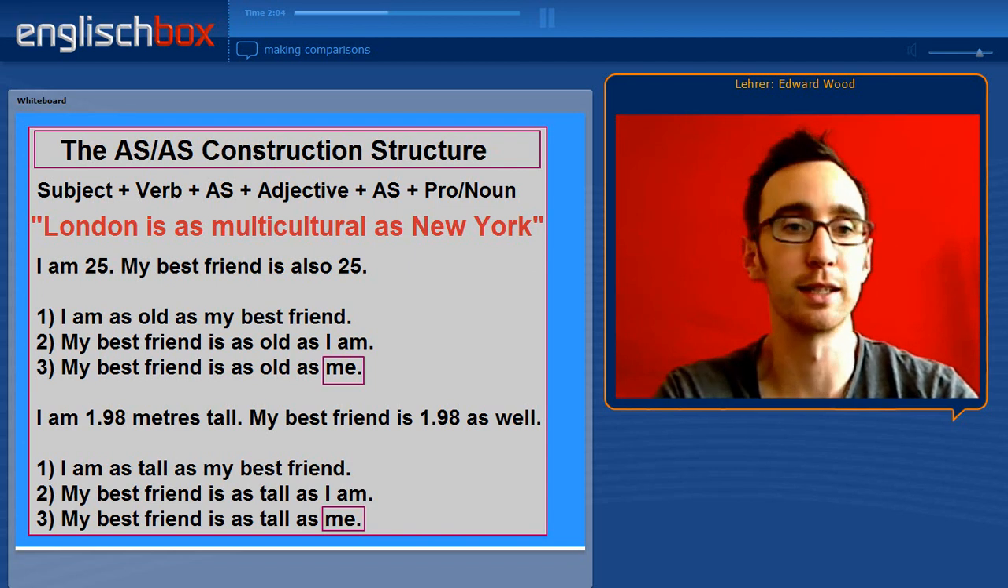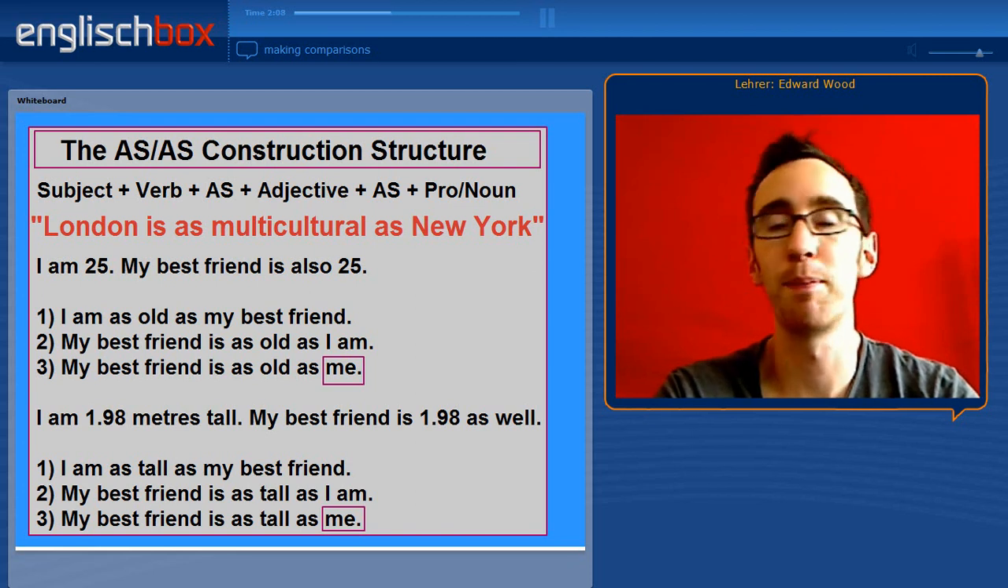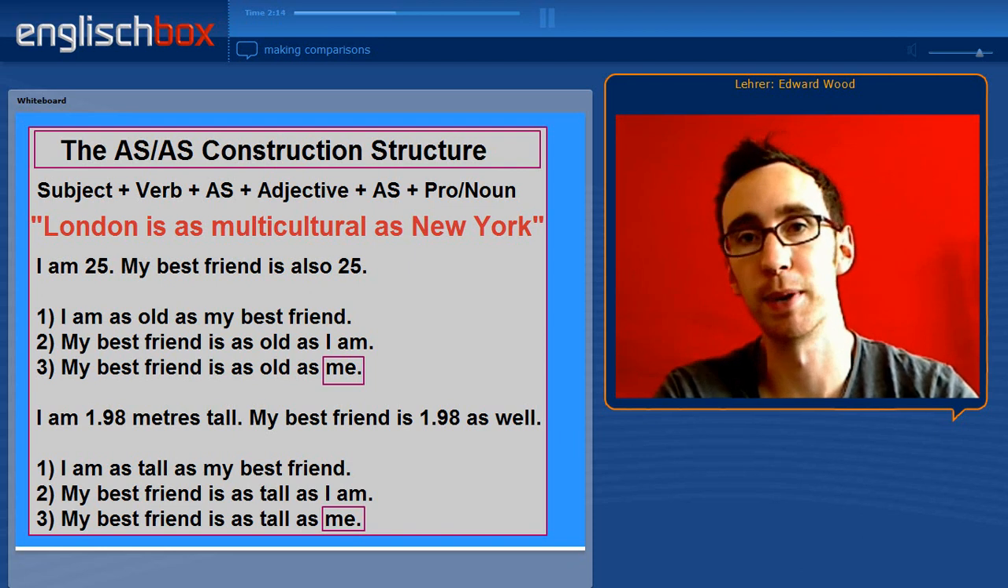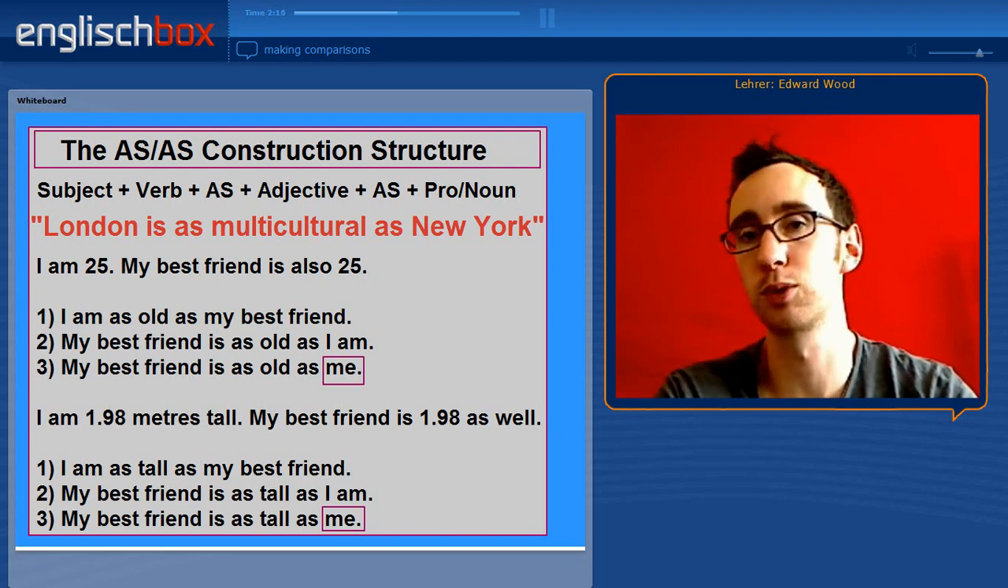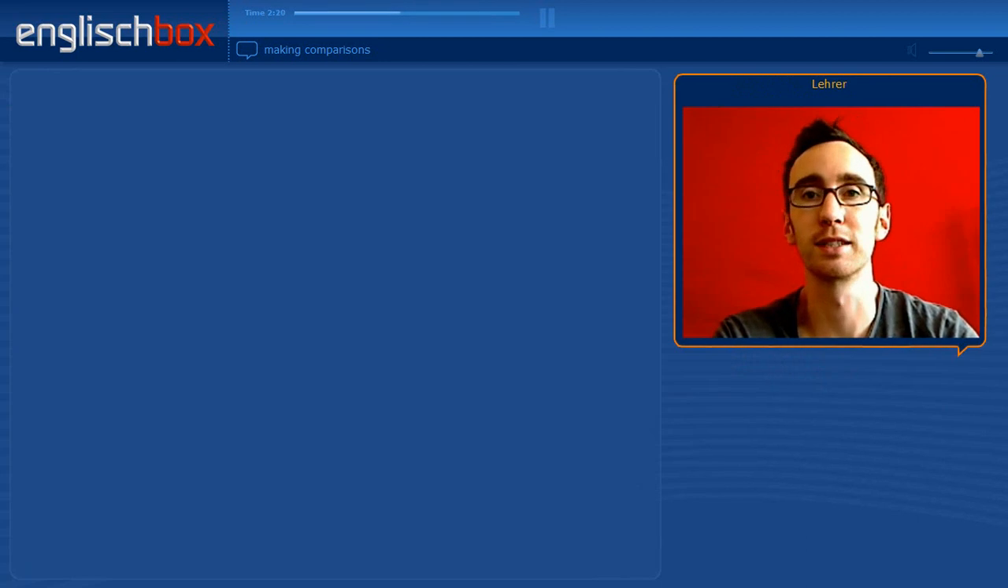So let's look at the second example. I am 1.98 m and my best friend is also 1.98 m. We're very similar. I am as tall as my best friend. My best friend is as tall as I am, or my best friend is as tall as me.